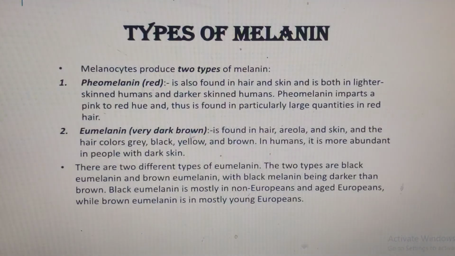In the skin of some individuals, the blacks, for black melanin, we tend to see it in non-Europeans, and also in some aged Europeans. But brown melanin, we tend to see in young Europeans. Brown eumelanin, true melanin. Remember, if you're an albino, you don't have any of these melanin molecules.